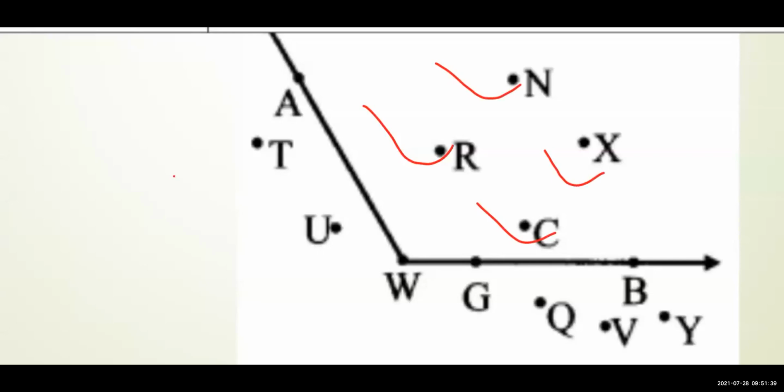Very good. Now, what are the exterior points? Very good. Yeah, I'm getting the answer. Very nice. That is point T. Yes. Point U. Very good. Yes. Point Q. Yes. Point V. And point Y. Those are the points in the exterior.